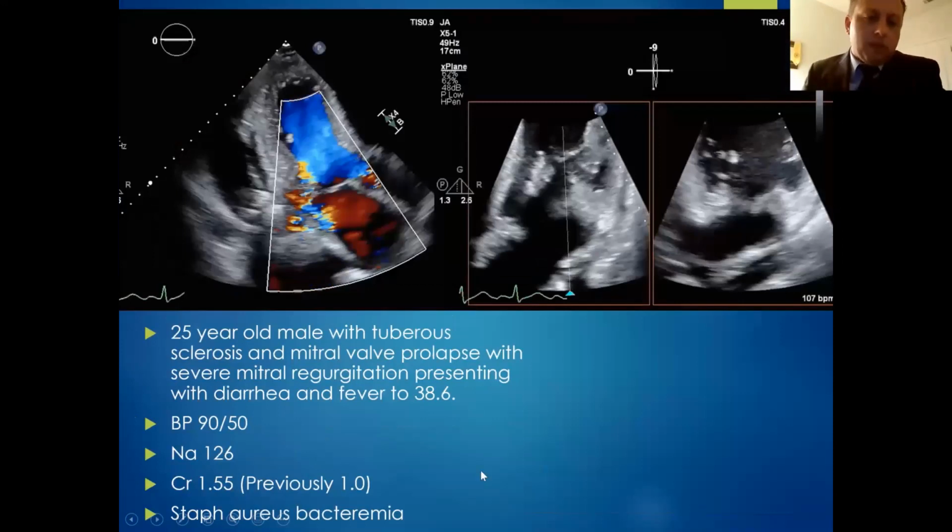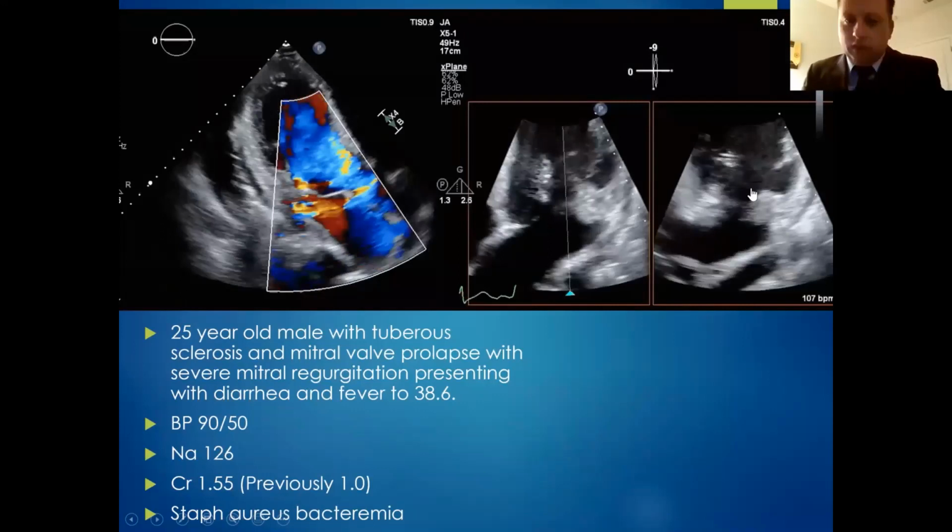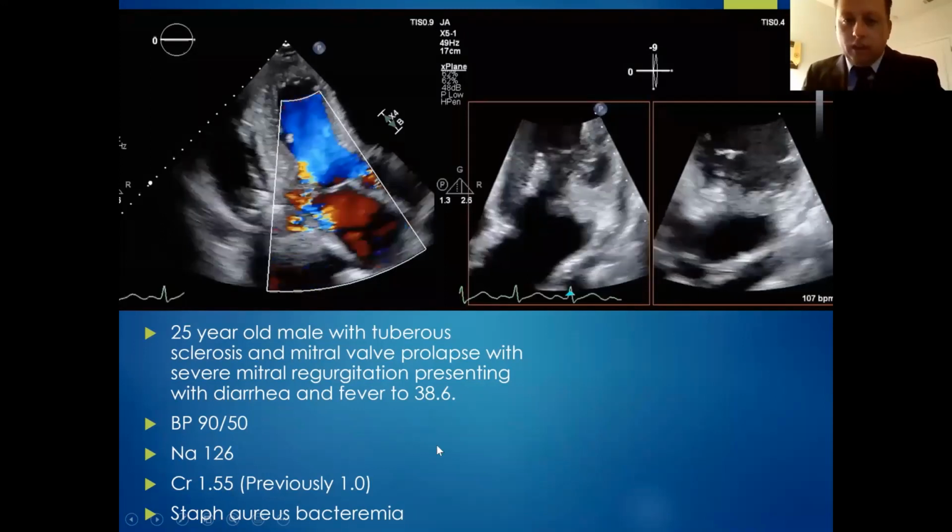Blood pressure was initially okay at 90/50, but he was having heart failure and had a sodium of 126 to begin with, creatinine 1.55. He had a previously normal creatinine of 1, and Staph aureus bacteremia was actually discovered in his blood. You can see here the degree of MR that he has is severe, and he does have a significant vegetation there on the valve.